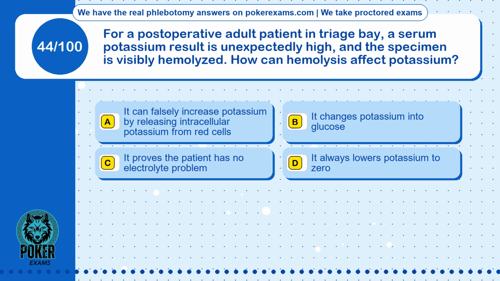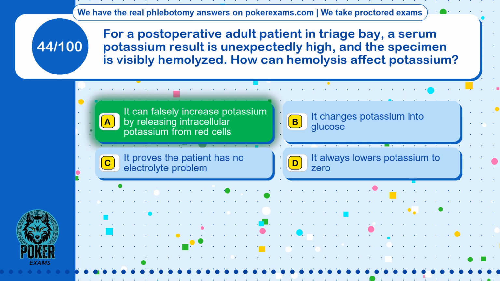Question 44. For a postoperative adult patient in triage bay, a serum potassium result is unexpectedly high, and the specimen is visibly hemolyzed. How can hemolysis affect potassium? Option A. It can falsely increase potassium by releasing intracellular potassium from red cells. Option B. It changes potassium into glucose. Option C. It proves the patient has no electrolyte problem. Option D. It always lowers potassium to 0.